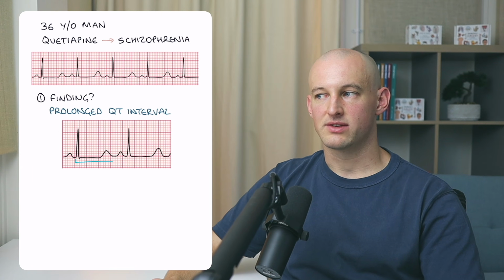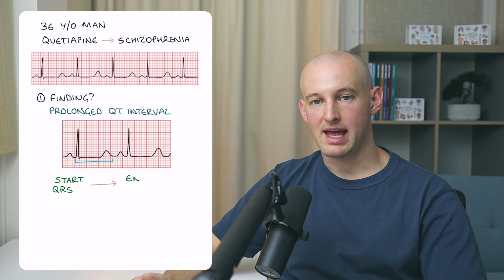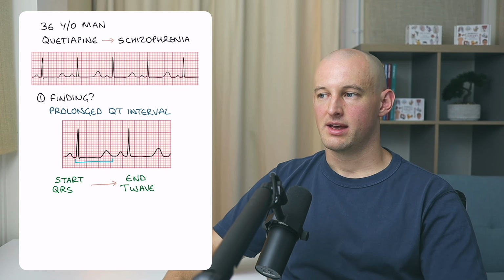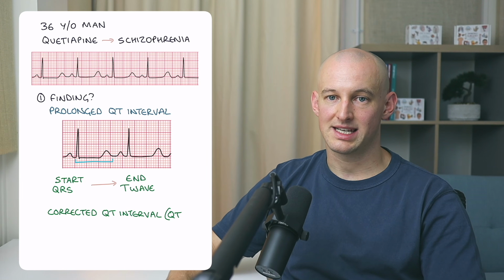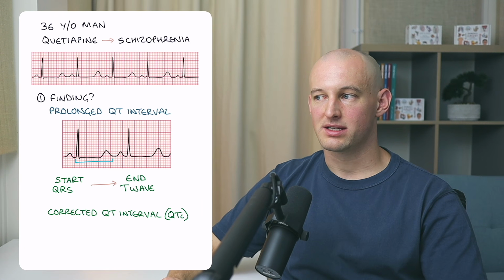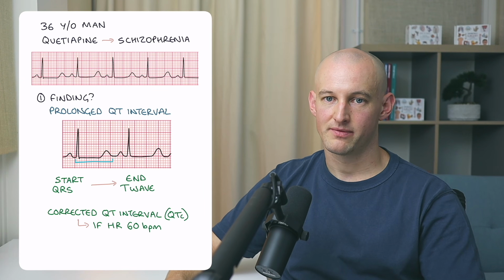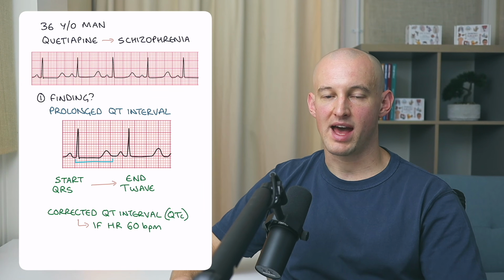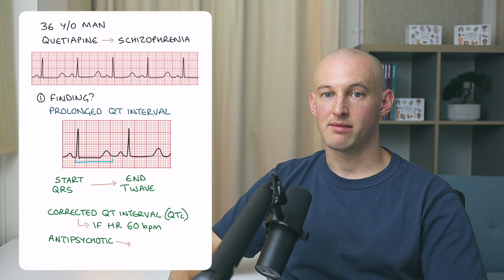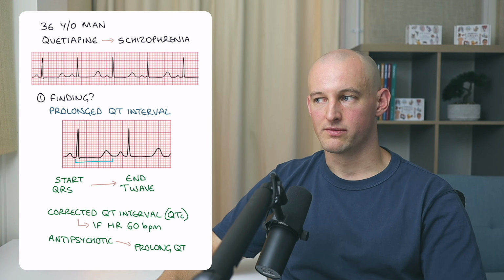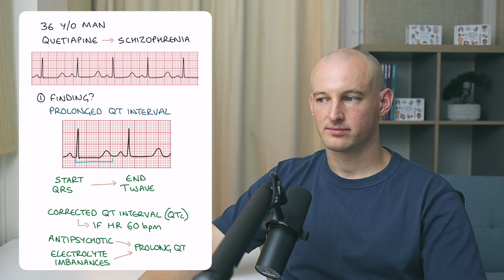So the QT interval is from the start of the QRS complex until the end of the T wave. And what we call the corrected QT interval, or the QTc, is an estimate of the QT interval if the heart rate were 60 beats per minute. So the QTc is a bit more accurate and useful. Antipsychotic medications can prolong the QT interval. And another common cause is electrolyte imbalances.